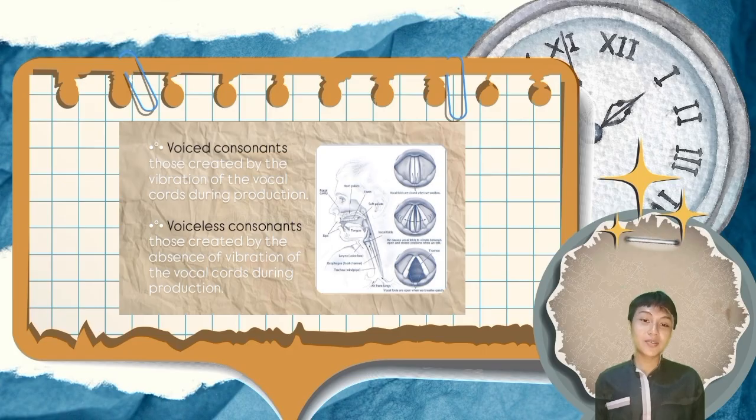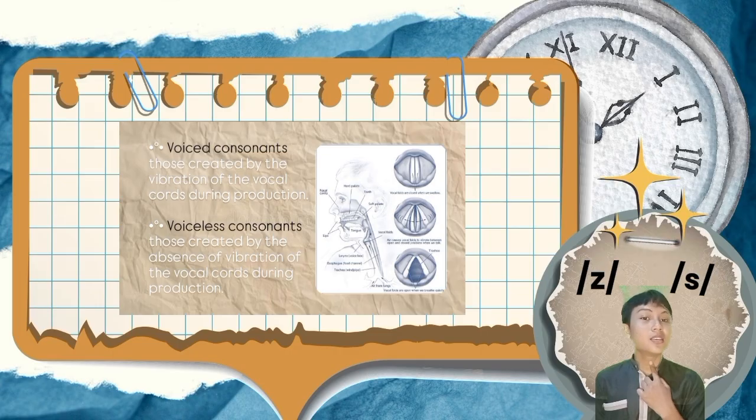The International Phonetic Alphabet, or IPA, describes consonants based on three things: voicing, place of articulation, and manner of articulation. In voicing, there are voiced and voiceless sounds. Voiced consonants are created by the vibration of the vocal cords, and voiceless consonants have no vibration of the vocal cords. When you say one, you can feel the vibration, and when you say the other, there is no vibration.